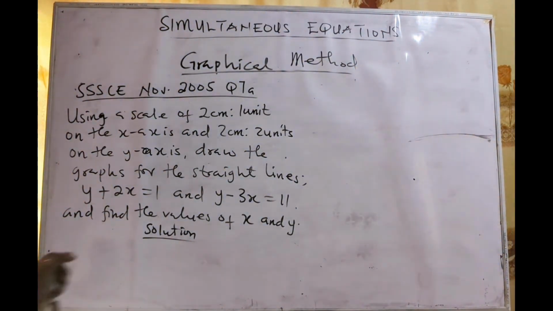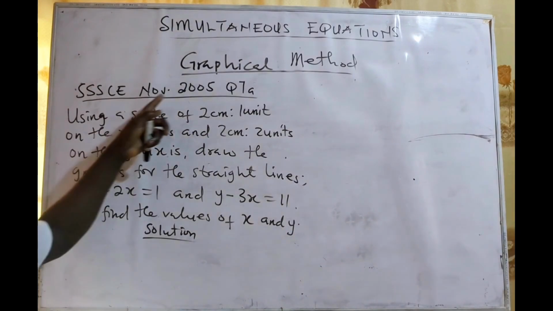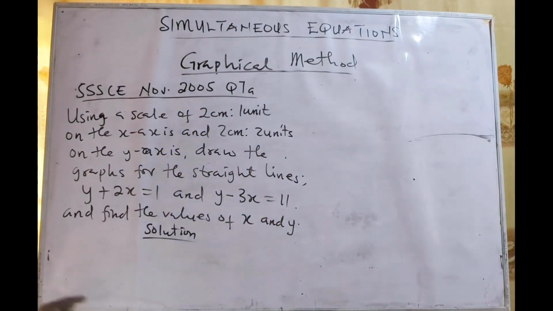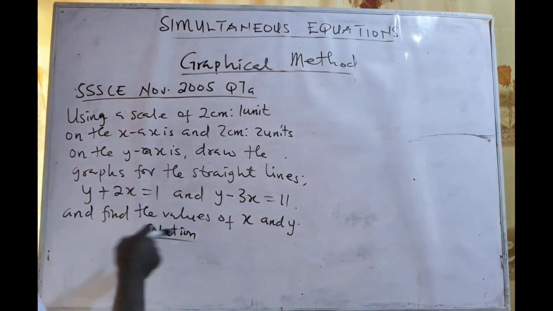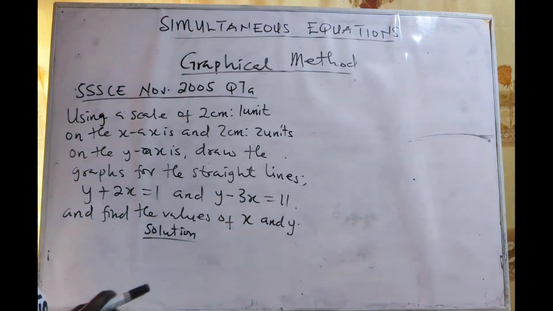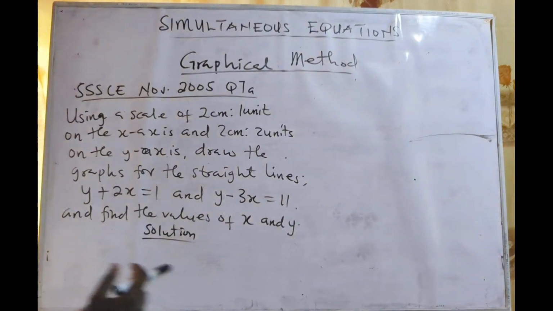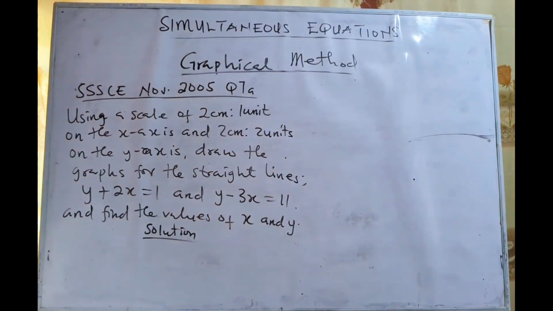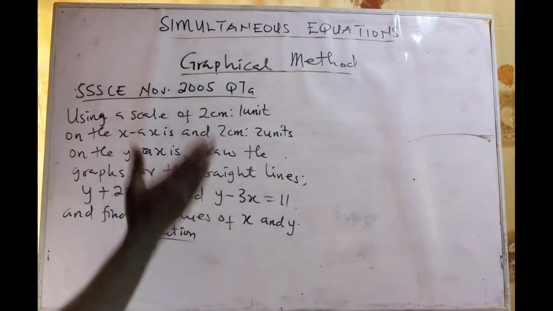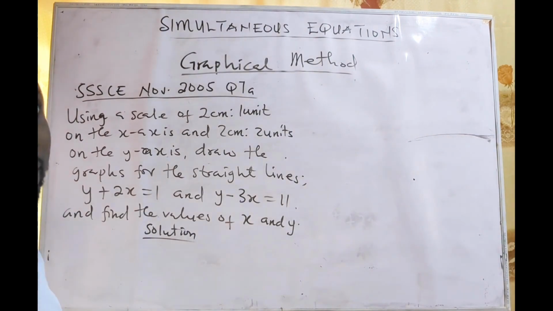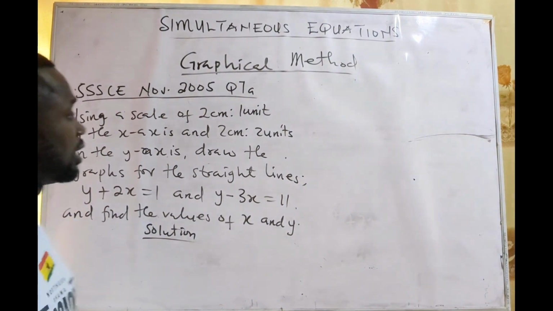Okay, so let's look at this question. SSC November 2005, question 7a. It was a question where you draw your straight lines, or you are given two linear equations, and then you are asked to find the value of x and y. So you are using the graph, that is your two straight lines, to find the value of the x and y. And I have told you, or we know, that when you have a linear equation, what you get is a straight line. If it is quadratic, it will be a curve, and so on.